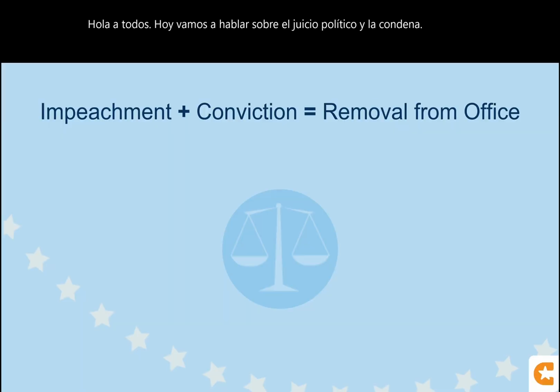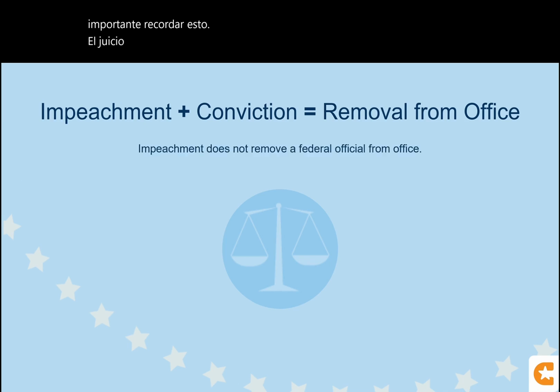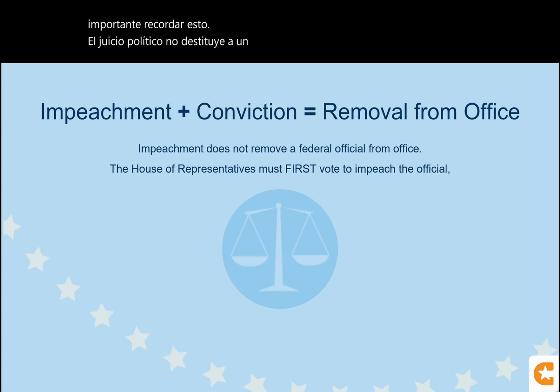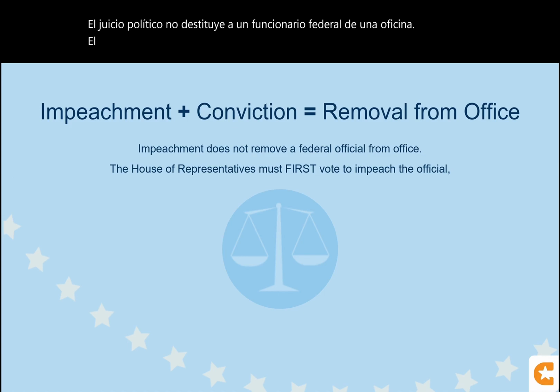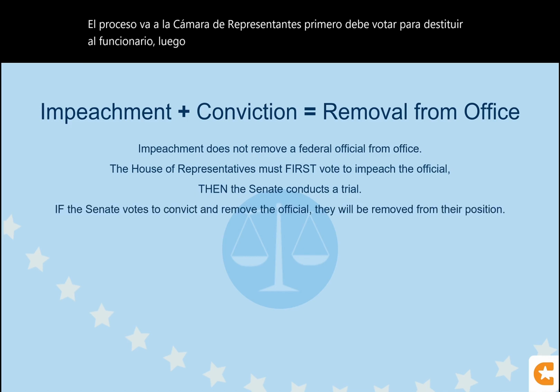So, impeachment plus conviction equals removal from office. This is important to remember. Impeachment does not remove a federal official from office. The process goes: the House of Representatives must first vote to impeach the official. Then the Senate conducts a trial. If the Senate votes to convict and remove the official, they will be removed from their position.